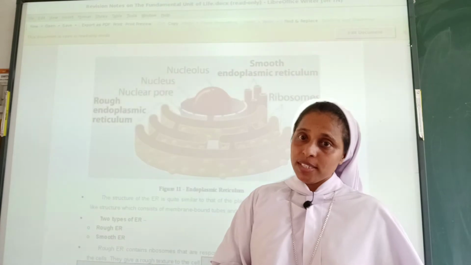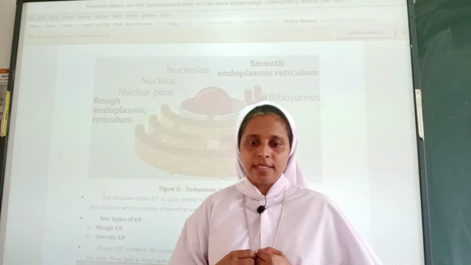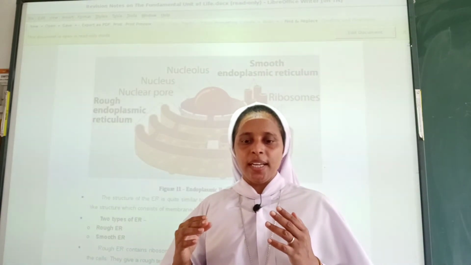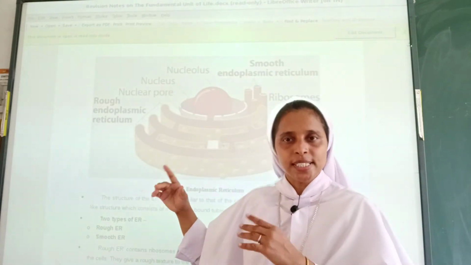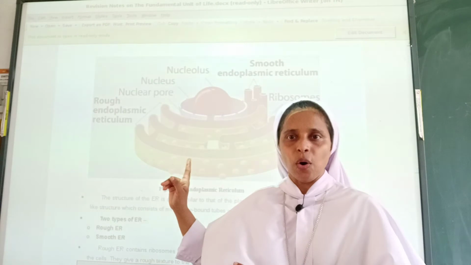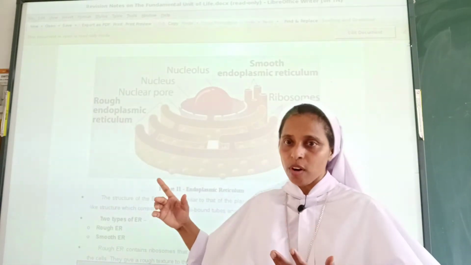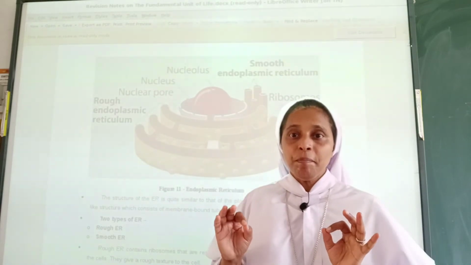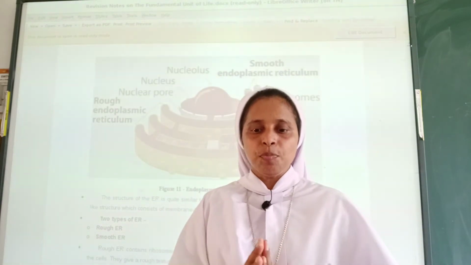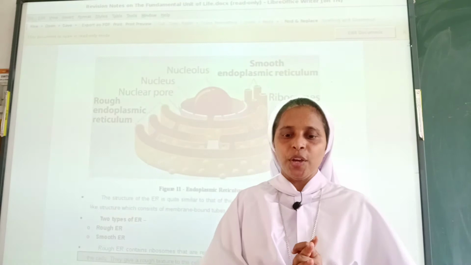Then what are the functions of lipids and proteins? Let us see. So these proteins and lipids are synthesized on endoplasmic reticulum. Where are these proteins and lipids synthesized? On endoplasmic reticulum. For what? For making the cell membrane. This process is termed as membrane biogenesis.